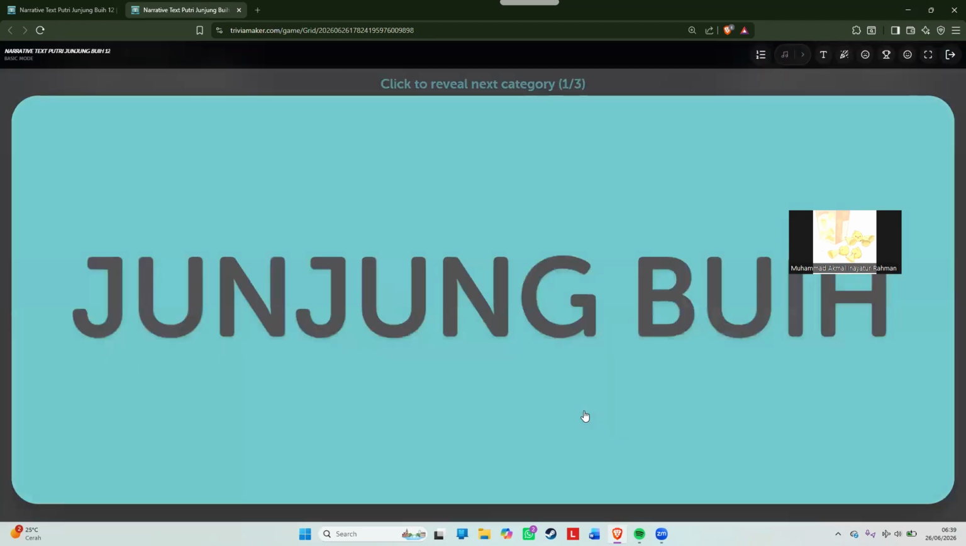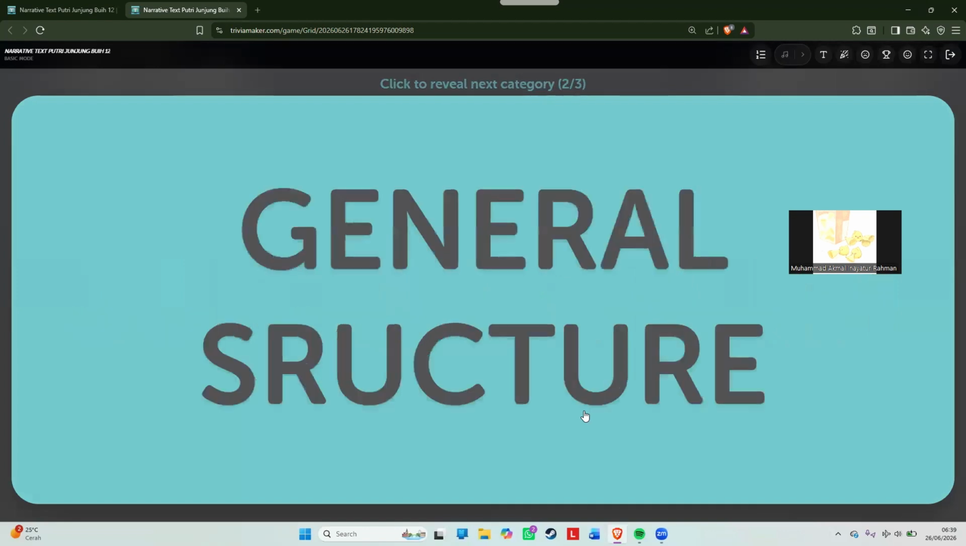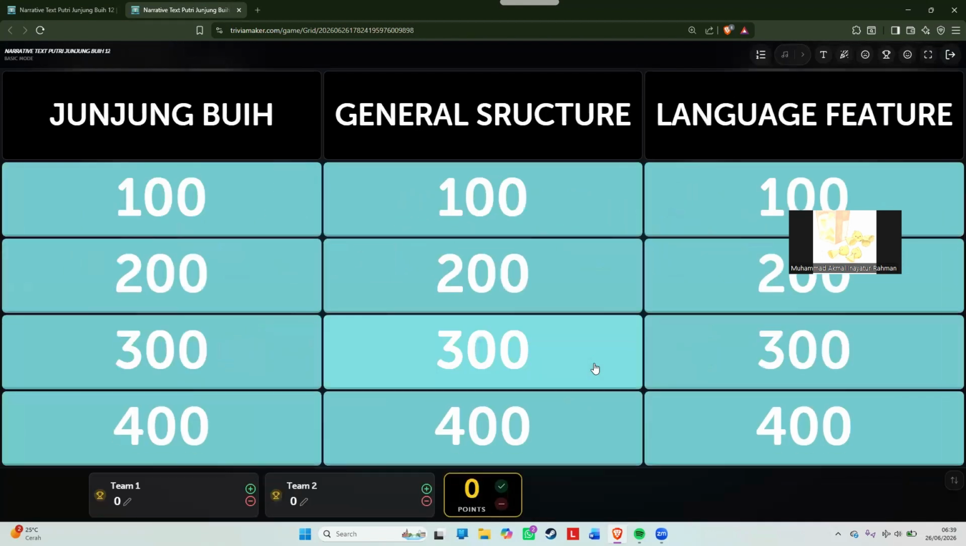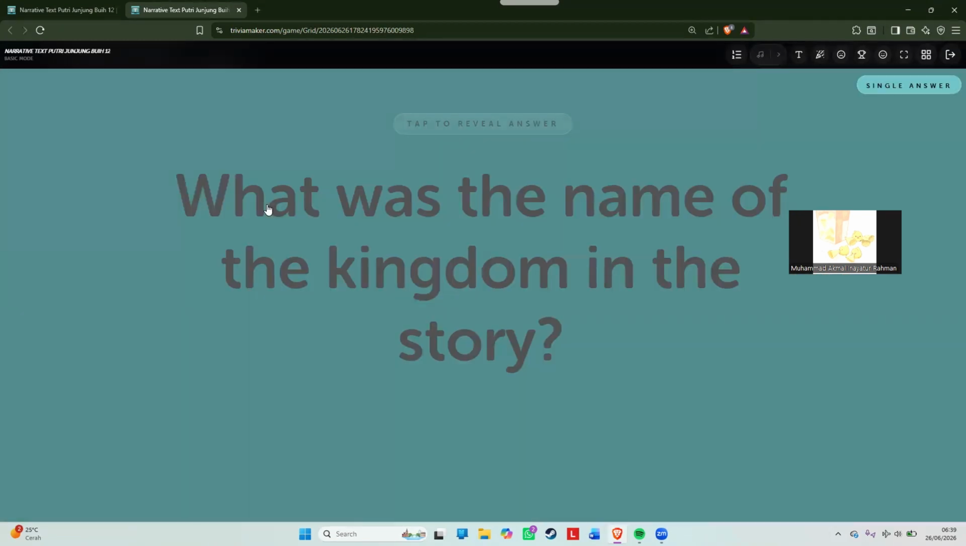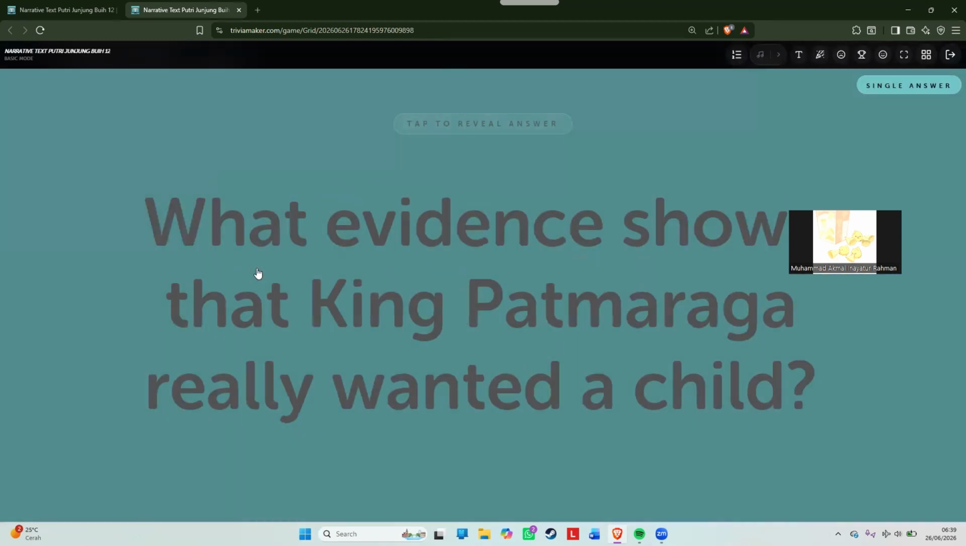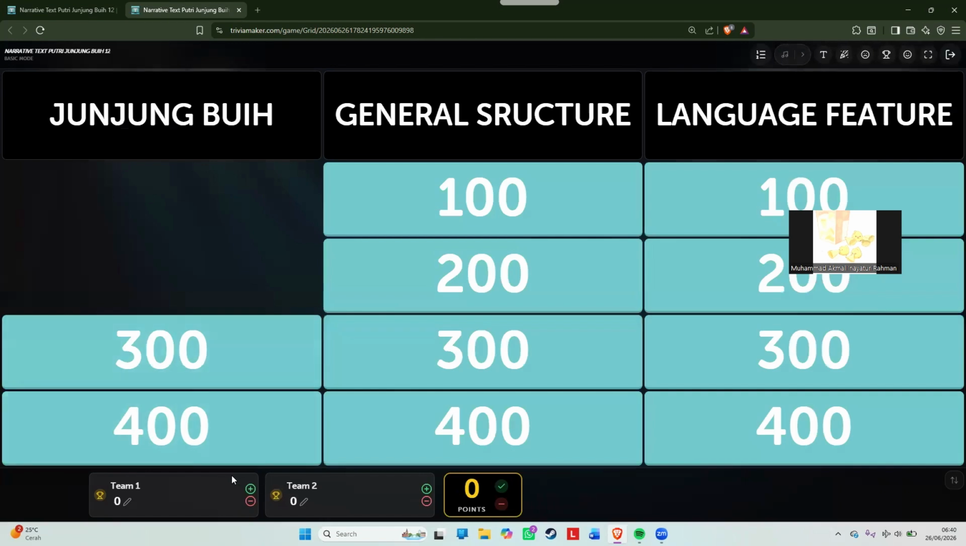Okay, so there are three categories that I'm going to use for my class: generic structure and language feature. Now there are 12 questions. For example, team one: what was the name of the kingdom in the story? Amuntai. What evidence show that King Fatmaraga really wanted a child? He prayed and meditated. That means team two gets 300.